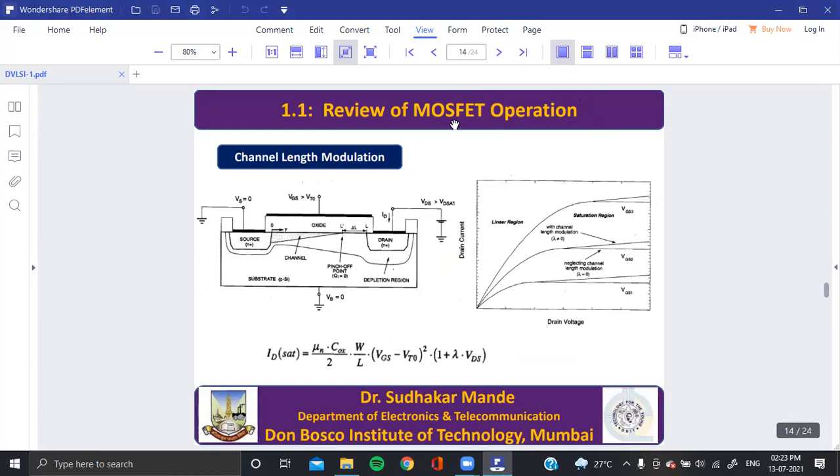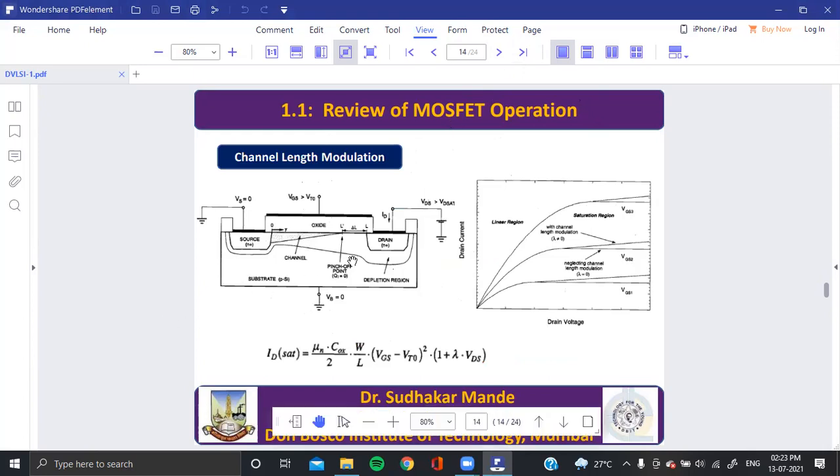Now there is channel length modulation. What is meant by channel length modulation? Can you see here this one? Yes, sir.